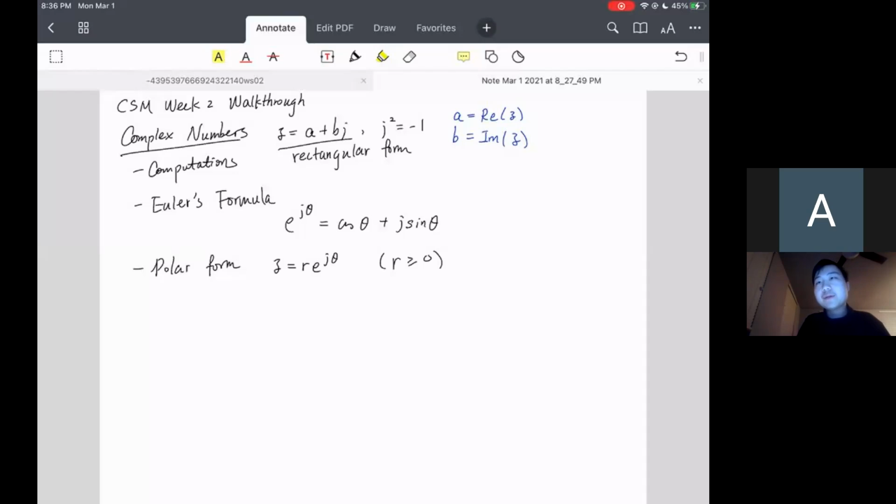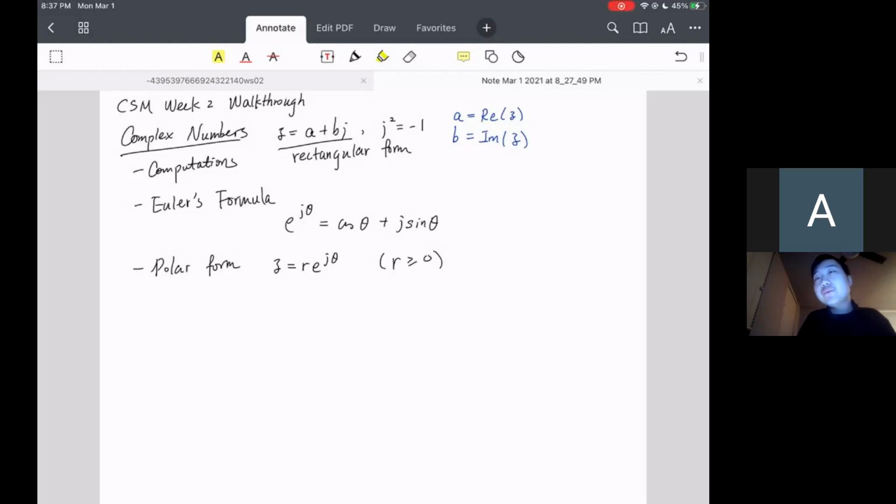So for this section, first thing we're going to be covering is complex numbers. A complex number is a number of the form z equals a plus bj, where j, unlike the real numbers that we have encountered in the past, has a different property. That is, j squared is actually a negative number. j squared equals -1. So the expression of z as a plus bj is what we call the rectangular form of complex numbers.